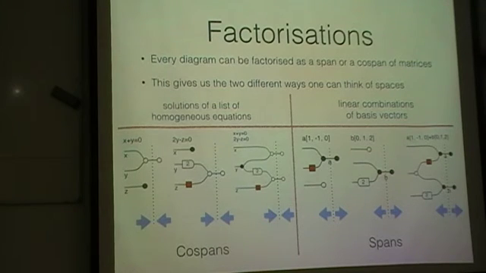So we know that every string diagram in the theory of interacting Hopf monoids can be factorized in these 2 different ways. And it turns out that these 2 different factorizations actually tell us interesting things from the point of view of, let's say, classical linear algebra.